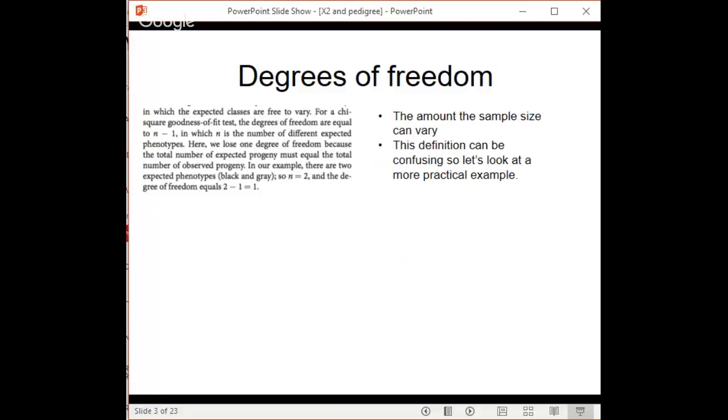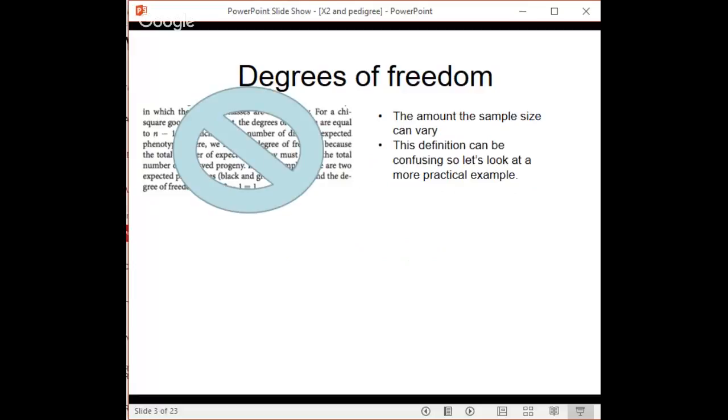A big part of using a chi-square table, which we'll get into later, is degrees of freedom. Degrees of freedom is the amount the sample size can vary. This picture here is from the text, and I don't really like how the text gives the definition because it can be a little more confusing. So I'm going to show a more practical example. So let's just ignore that for now, and I'll explain my way of degrees of freedom.